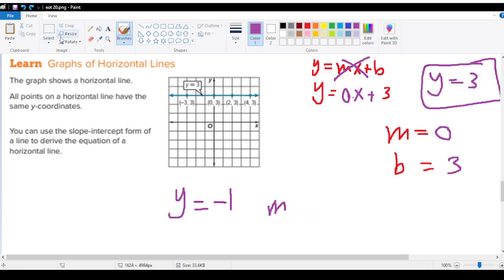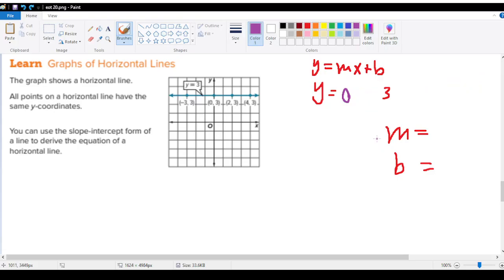Please focus with me. Now, if the m was not here, look, I removed the m. Is there any x in this equation? y equals 3. There is no x. What makes the x disappear? If the m is 0, that means the x will disappear. Okay? I'm going to repeat it one more time.